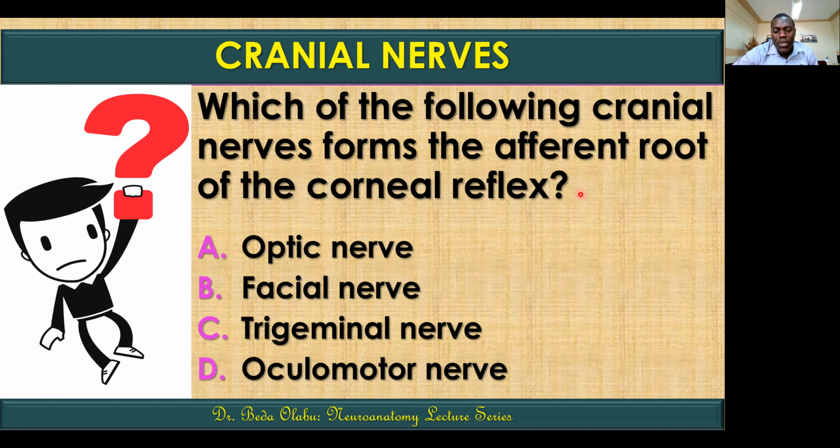So touching the cornea is general sensation. And so the afferent root for corneal reflex must be the nerve responsible for general sensation from the face. I told you the general sensation doesn't matter whether it's on the skin of the face or it's on the eye, the tongue, or the nose. Still general sensation. So you pick the nerve that is responsible for general sensation. Now you know which nerve that would be.